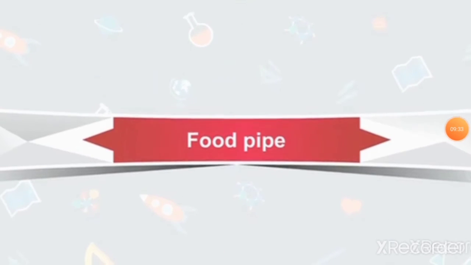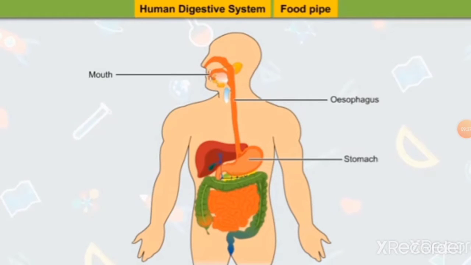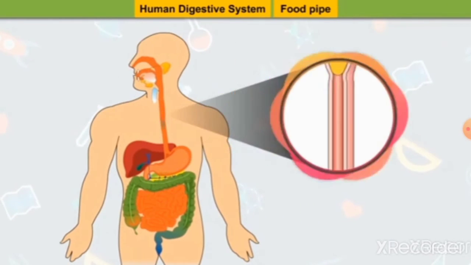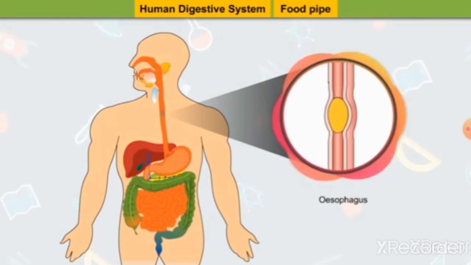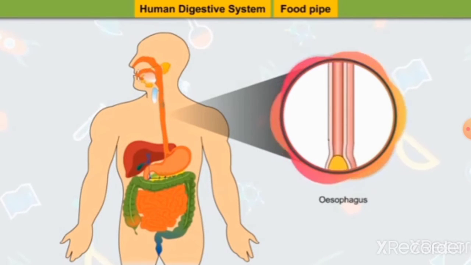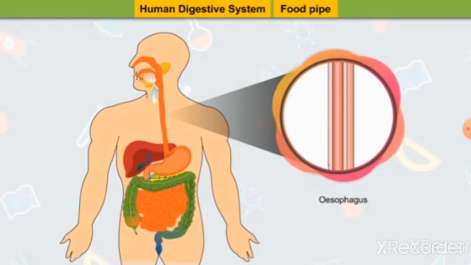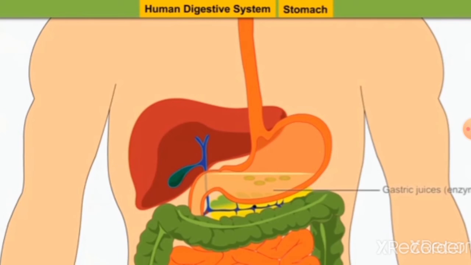Food pipe. The food mixed with saliva goes from mouth to stomach through a tubular pathway called the food pipe or esophagus. It is muscular in nature and helps in movement of food. Stomach, which is the second part. Stomach is a J-shaped muscular bag where the food is churned further and converted into a paste. Here the digestive juices are mixed with the food.